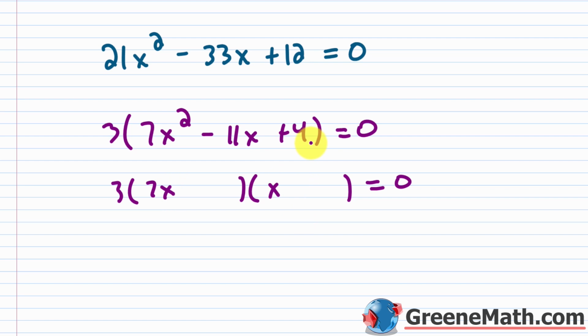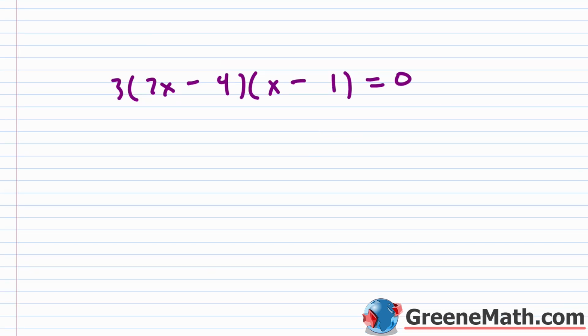Now for 4, you only have 1 and 4, or 2 times 2. Now this is negative here, so that tells me that both signs would be negative. Let's go ahead and put a 4 here and a 1 here. So the outer is negative 7x, the inner is negative 4x. That combines to give me the negative 11x. Okay, let me erase all this.